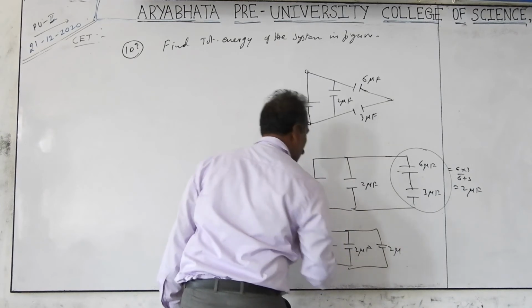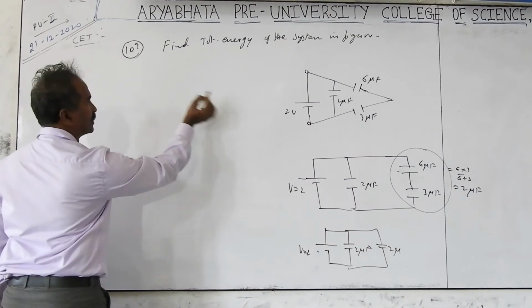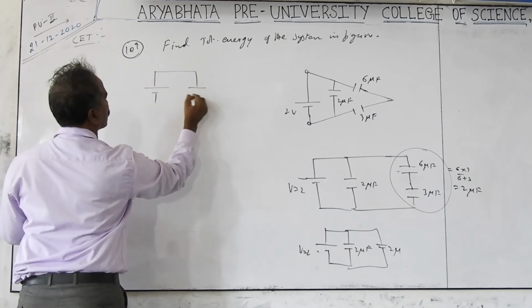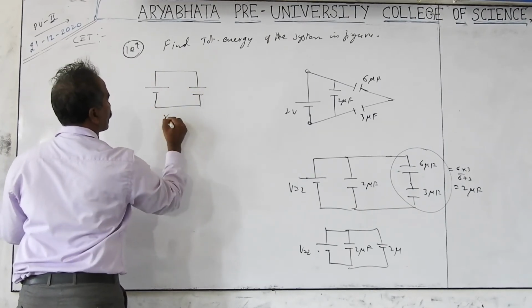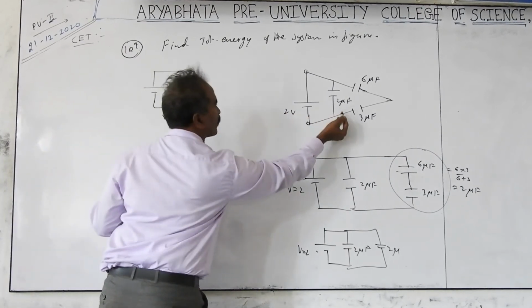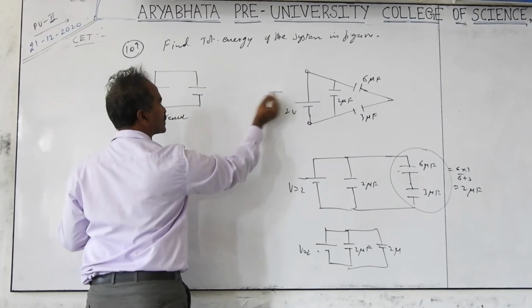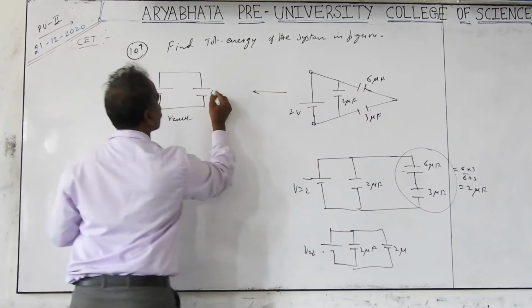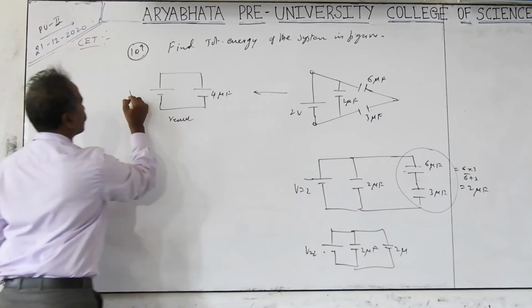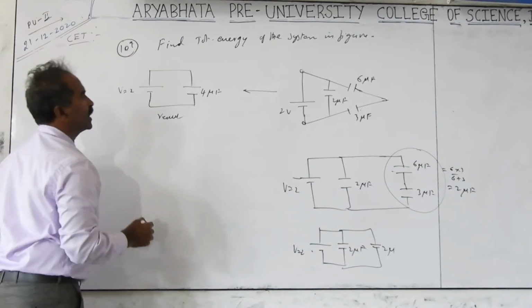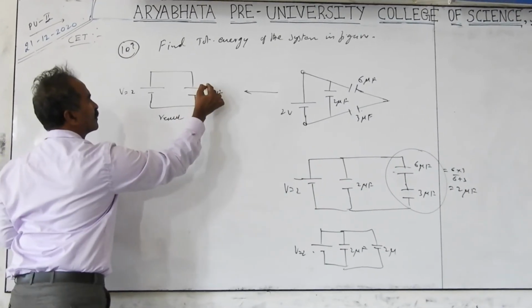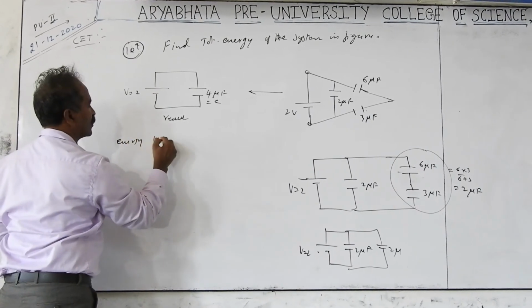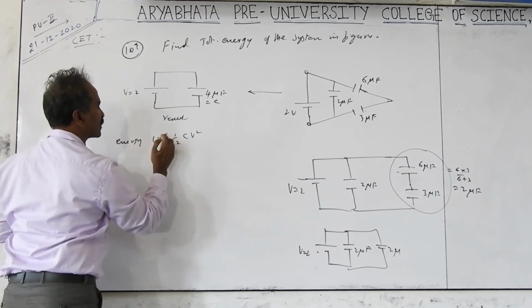Voltage is 2 volts. So the final equation for the final diagram is only this. This is the resultant. Directly you must write it from this diagram, no need to take multiple diagrams. How much you are getting is this 2 parallel to 2, which is 4 microfarads. Direct potential difference is 2 volts, and C and V we know. Then energy U equal to half C V square.